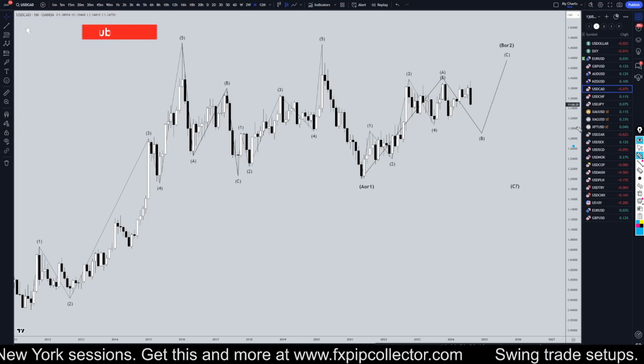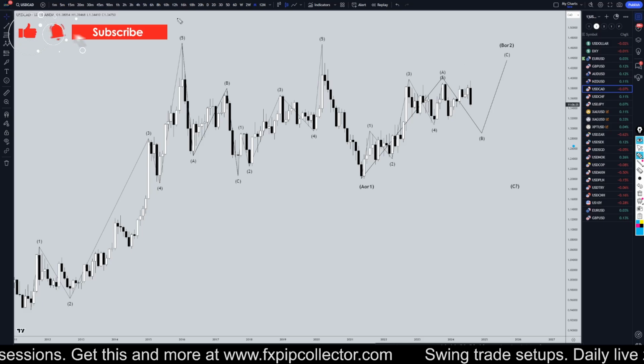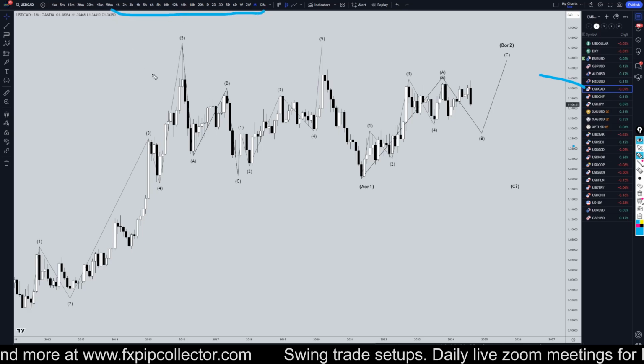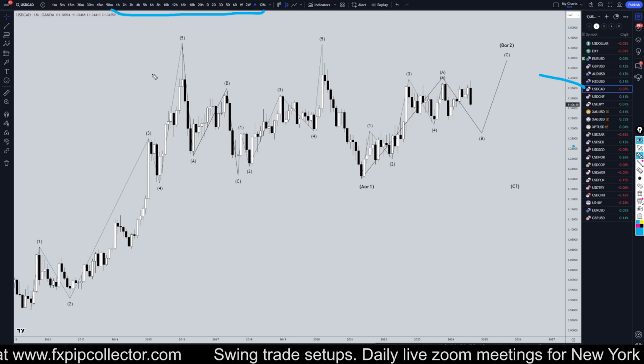Today is Friday, August 30th, and I'm going to be analyzing the US dollar Canadian starting on the monthly, working my way all the way down to the 1 hour time frame for the full top-down analysis.